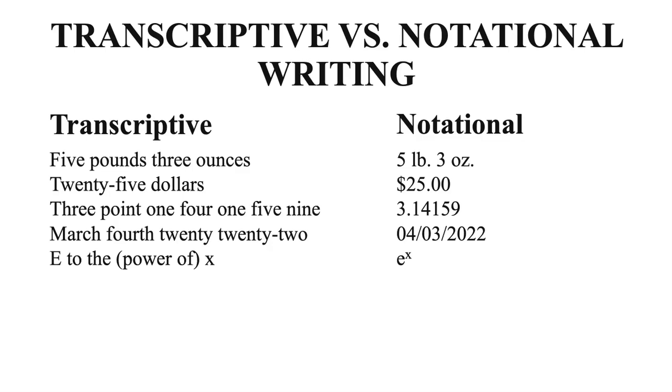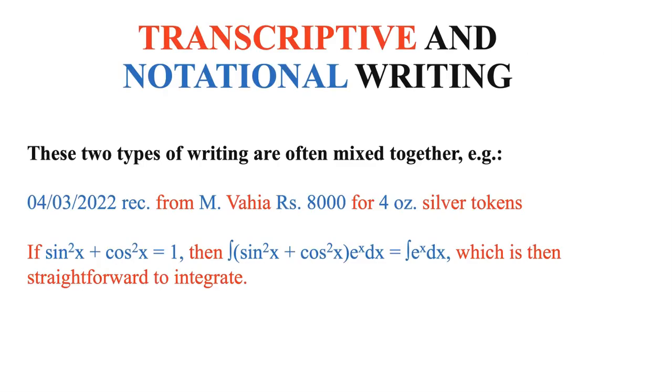Then we have a date, March 4th, 2022. You can see the transcriptive and notational equivalents. And finally, e to the power of x, or e to the x. And there it is. Again, no one would write it in transcriptive form. And so there we go. And very often these two are mixed together.